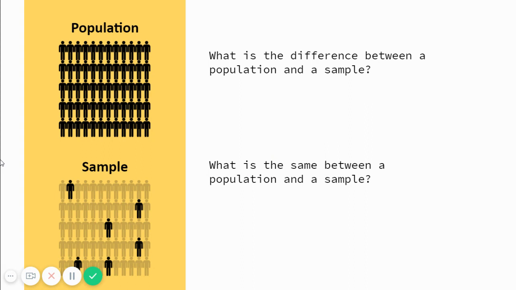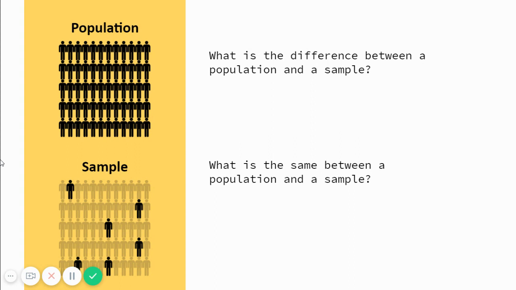Now, sometimes we want information about an entire population. That population might be blue whales, it might be tomato plants. Frequently, it's people. However, it's almost impossible to gather information on every single individual in a population. It'd take too long, cost too much money. So normally what we do is we take a representative sample.